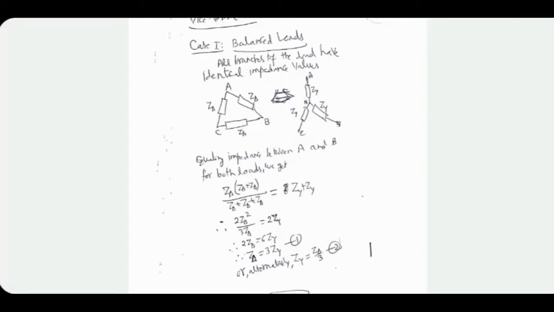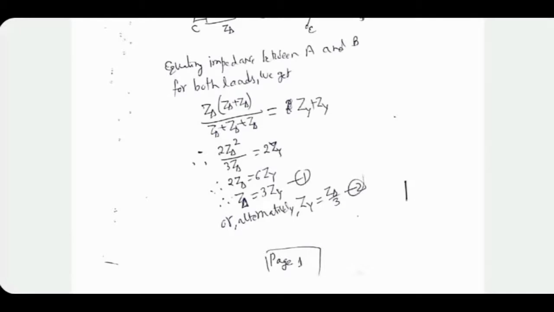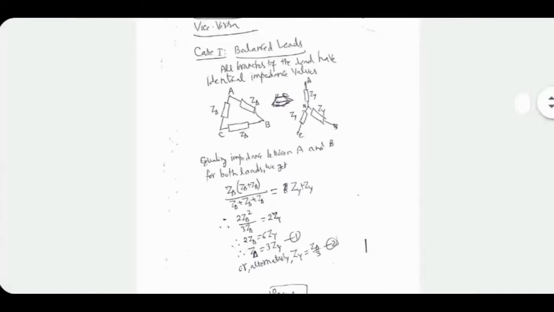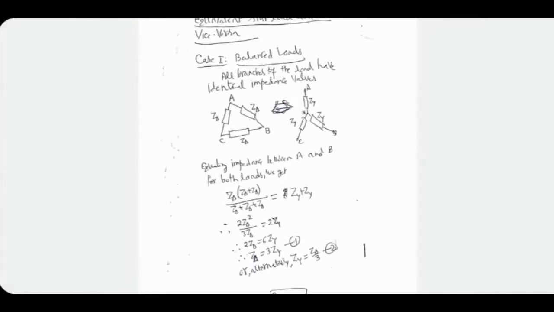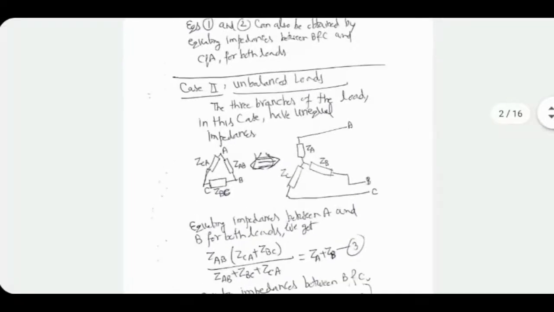By the way, you can also calculate the impedance between B and C in both cases and equate it. You'll get the same result. You can calculate the impedance between C and A in both cases and equate the results. You'll get the same answer again. This equation 2 can be derived in more than one way. So converting a balanced load from delta to Y or Y to delta is quite easy. Unbalanced load requires a little bit more mathematics. And unfortunately, real life generally involves unbalanced loads.